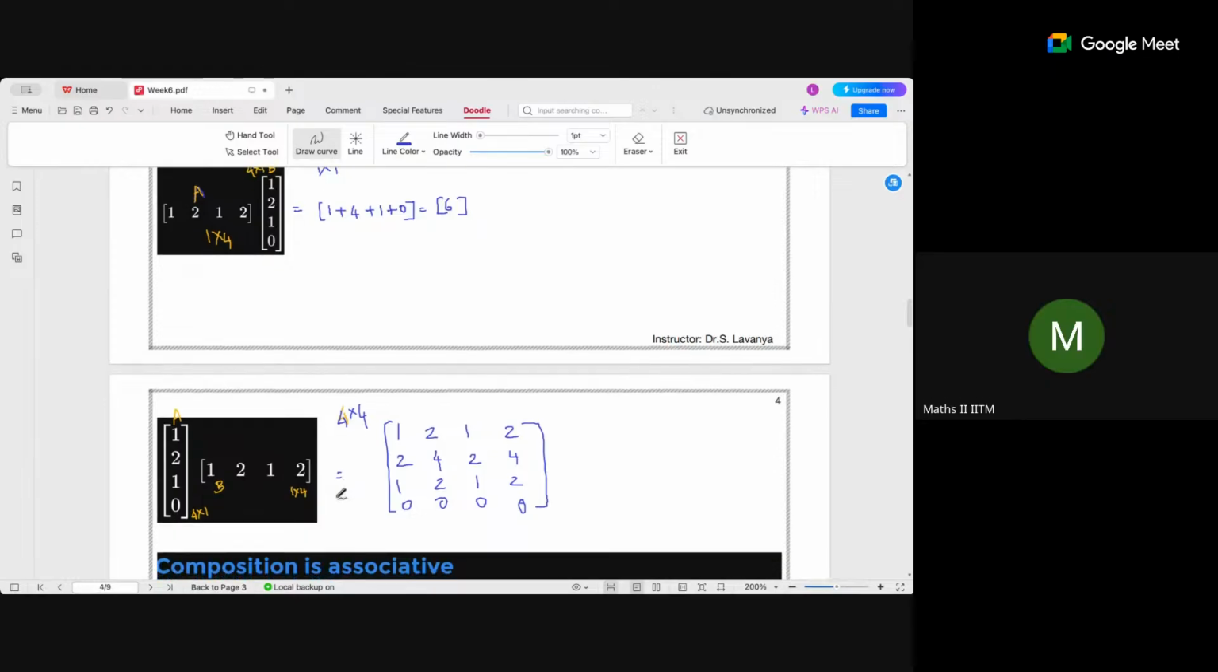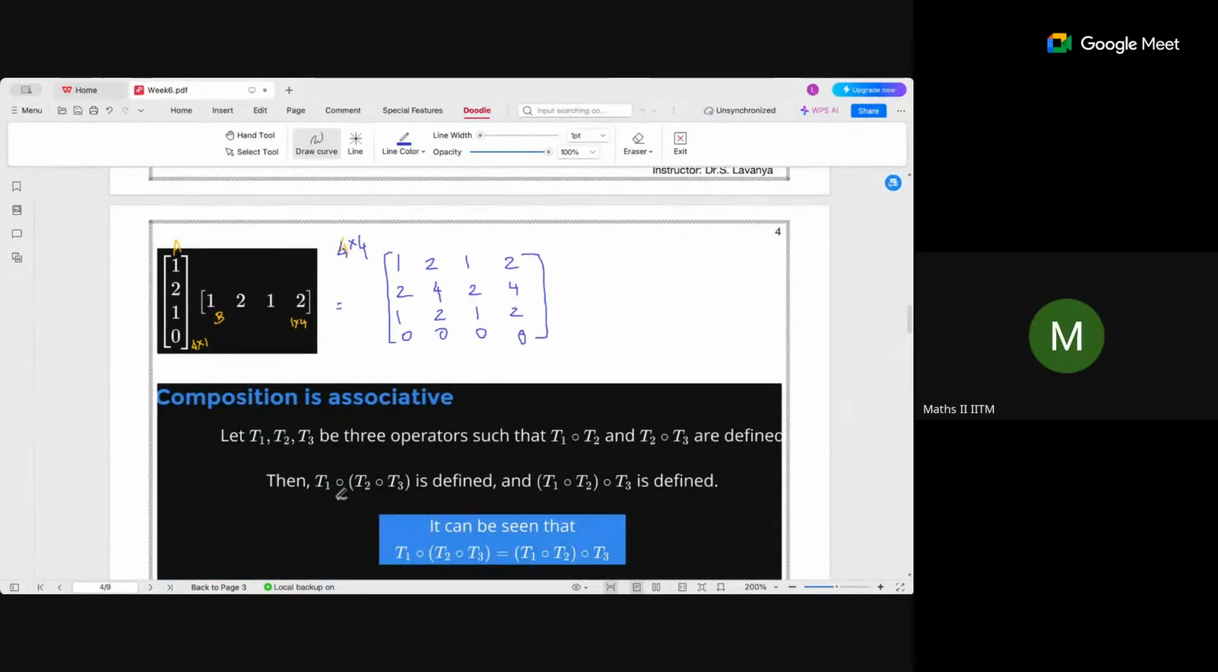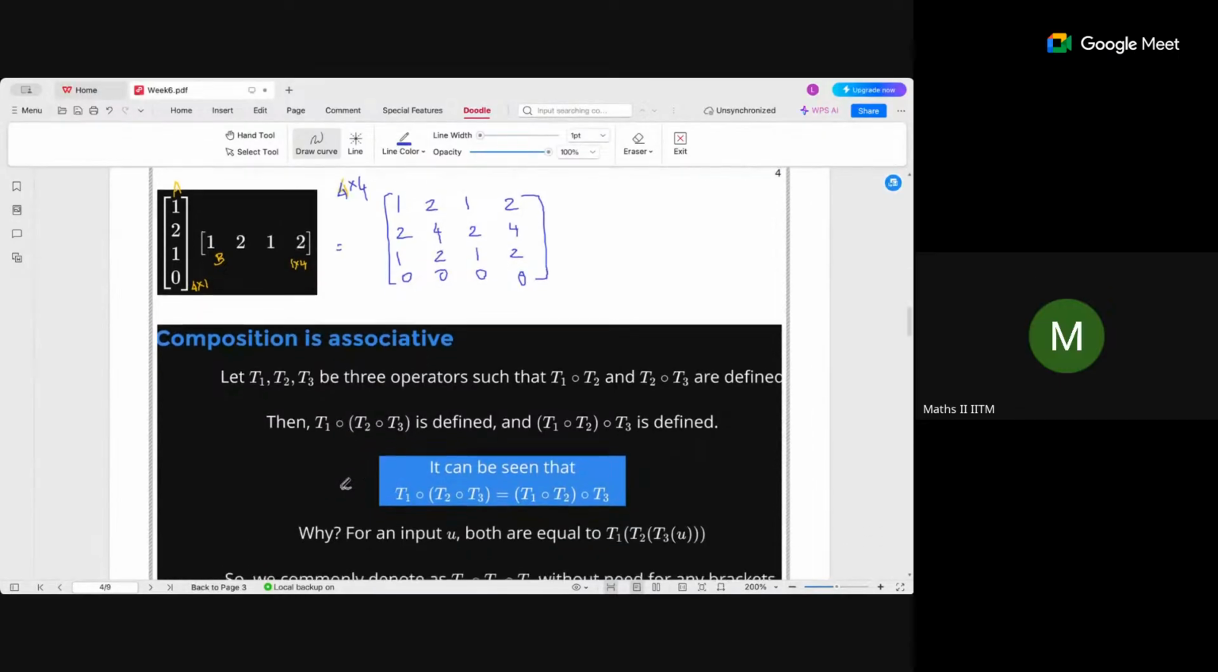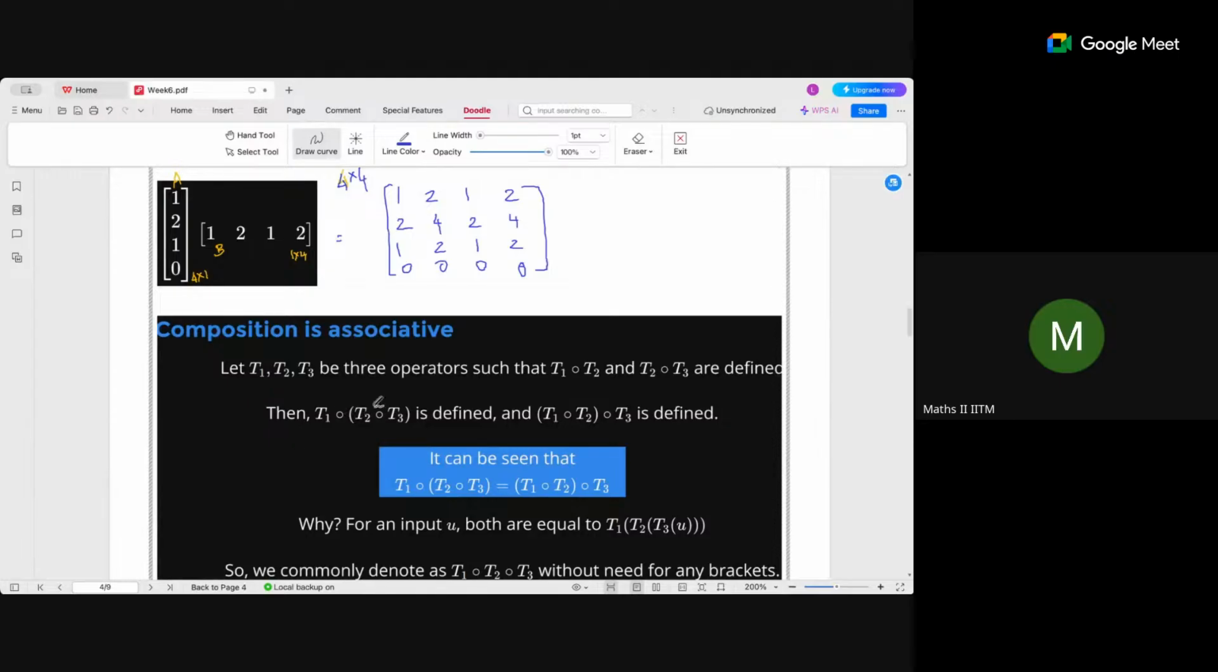All right. Okay. So what is one important property about composition of transformations? Just like matrix multiplication, the order in which you are going to multiply. Suppose you are going to do matrix multiplication for three matrices A into B into C. Does it matter whether you do A into B first or B into C first? No, right? Same way, the composition also, it does not matter in which order you do it. So composition is associative.